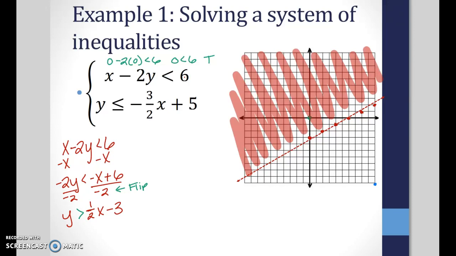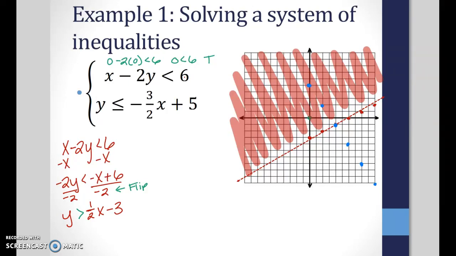Our second inequality is really nice because it's already in slope-intercept form. So we can just go straight into graphing. The y-intercept is 5, so we can plot that one there. And then the slope is negative 3 over 2, meaning we're going to go down 3 to the right 2. Notice these two lines do intersect at a nice solid point, but that's not where our solution lies. I'll show you where our solution lies here once we finish our graphing.